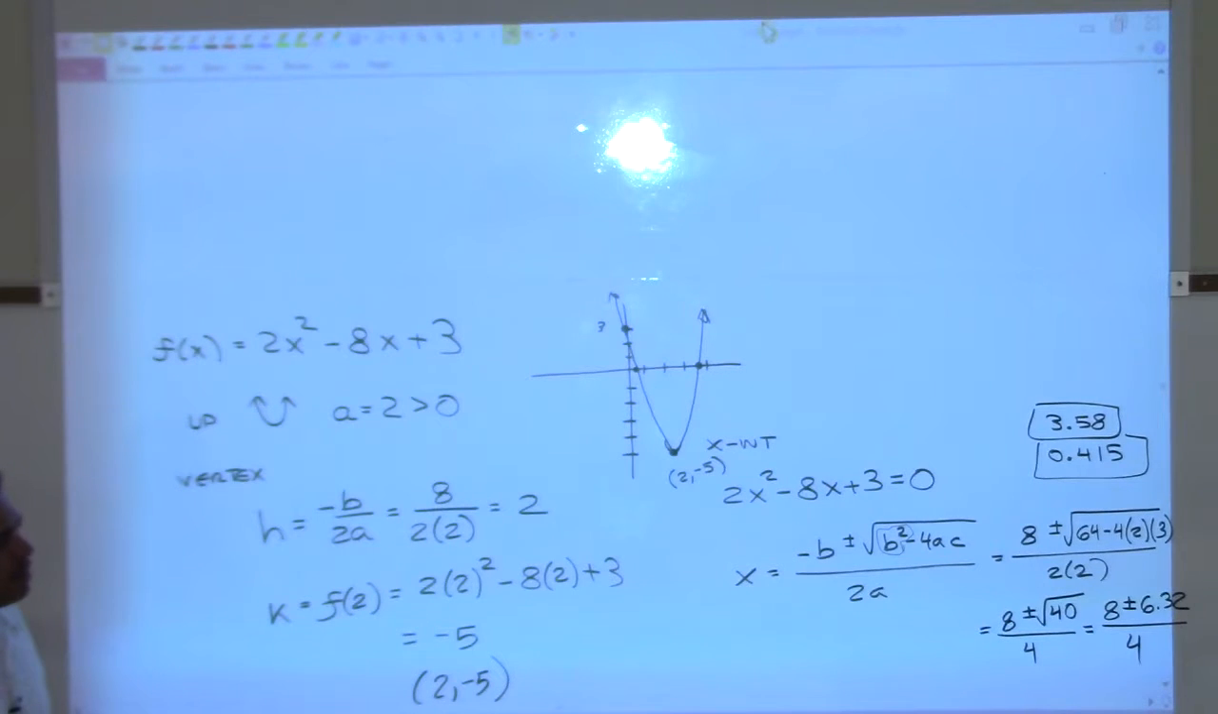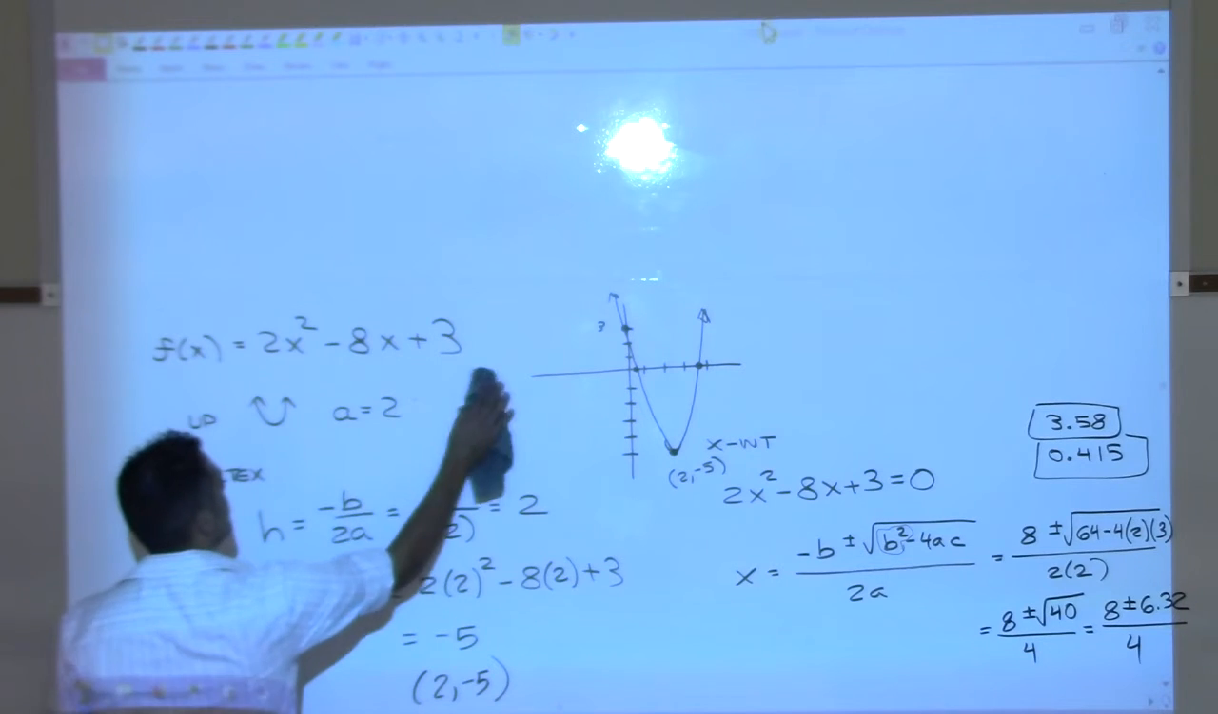The second one is not 0.15, it's actually 0.42. Well, 0.415 is okay, we can do that. You just round it to 0.42. All right. Anything else? Can you help me with number 6?